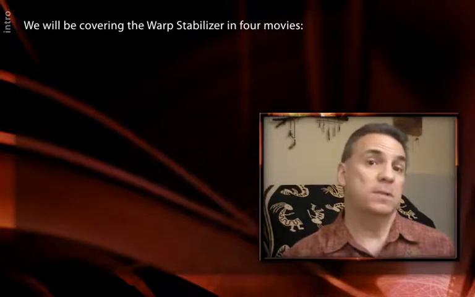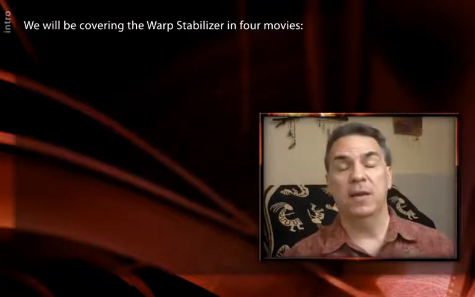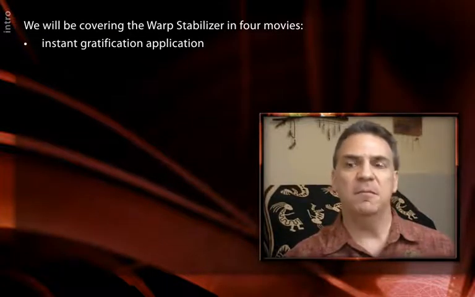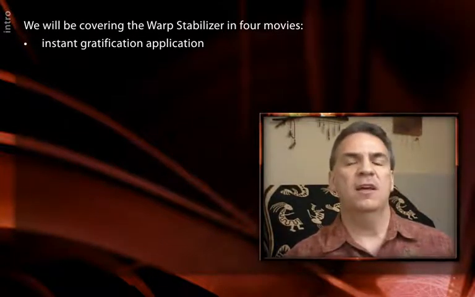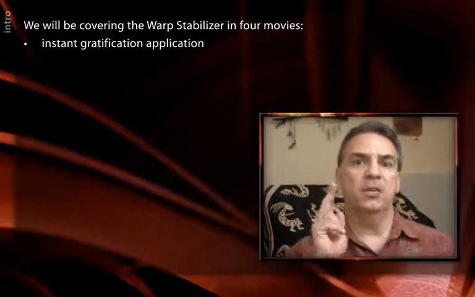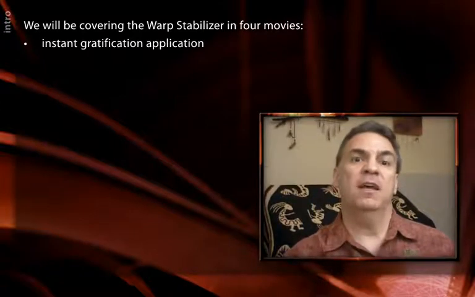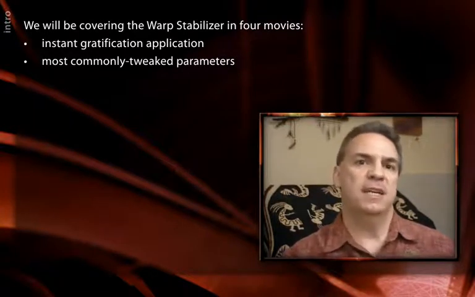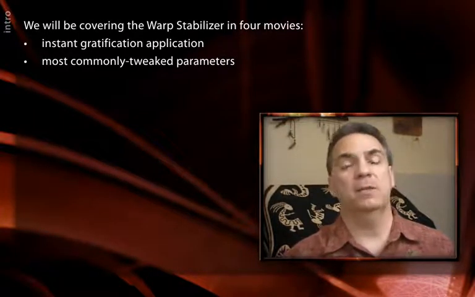Now I'm going to cover the warp stabilizer in 4 different movies. In this one, I'm going to be covering the instant gratification approach. Slap it on any piece of footage, see how it works, decide in between a locked off shot and a smooth moving camera shot. In the second one, I'm going to show how to go a little bit further with that. Try out the different stabilization techniques and also explore the different edge crop techniques.